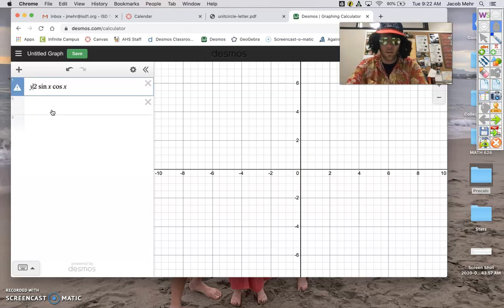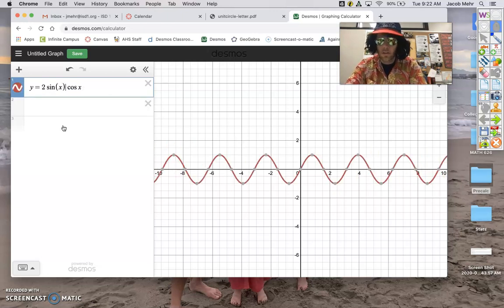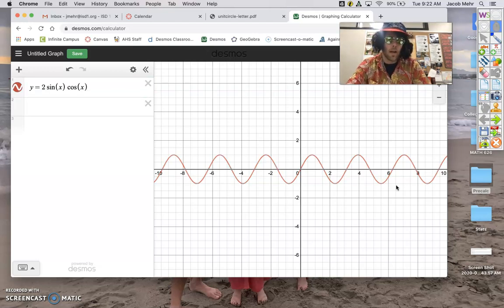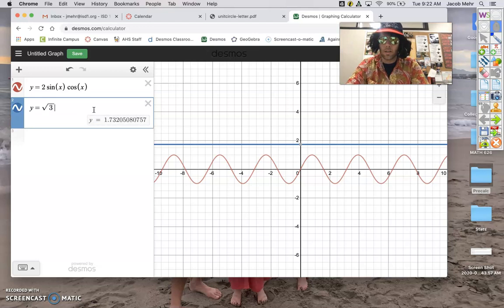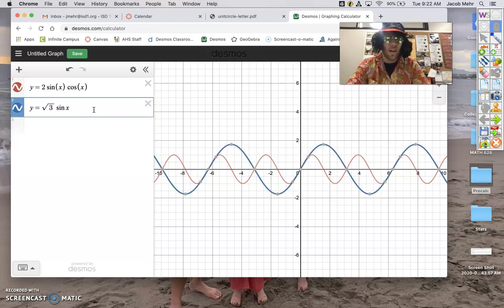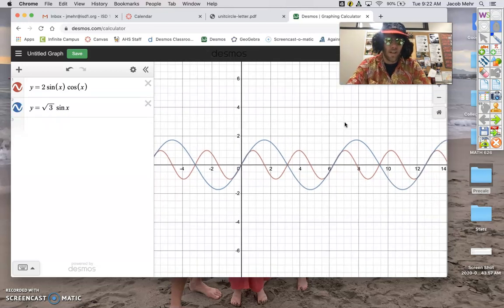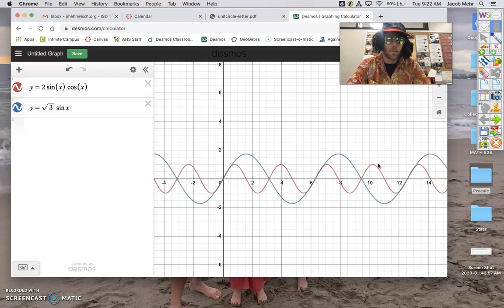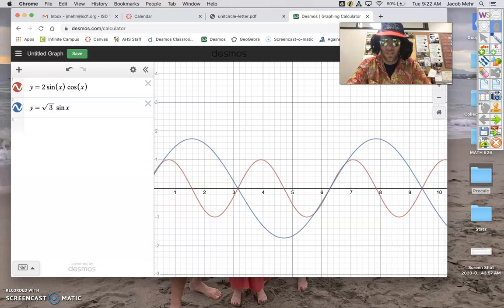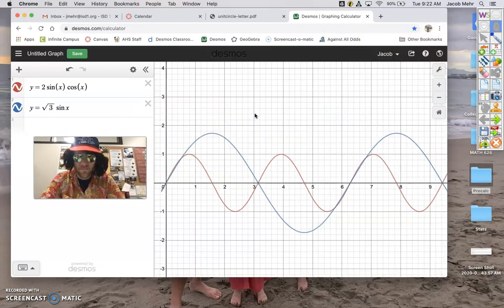Oh, let's see here. Let's go y equals. And I know whenever I'm in Desmos, it wants me to put parentheses to be really clear about what's in the angle. There we go. There's 2 times sine of x cosine of x. And then if we graph the square root of 3 times the sine of x, we get that graph. Now we're looking for where in that first revolution from 0 to 2 pi are these equal.